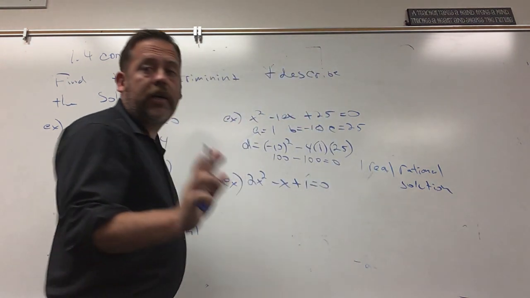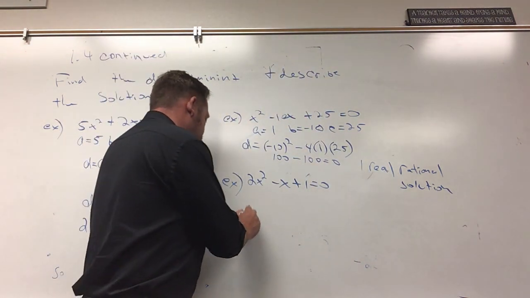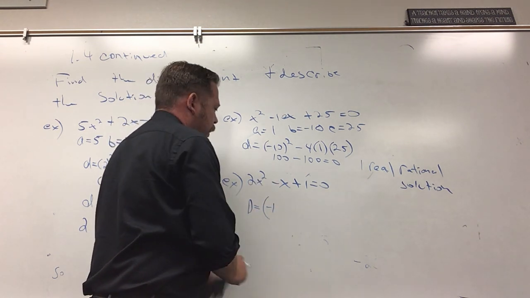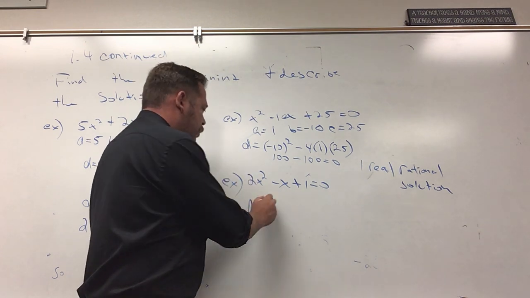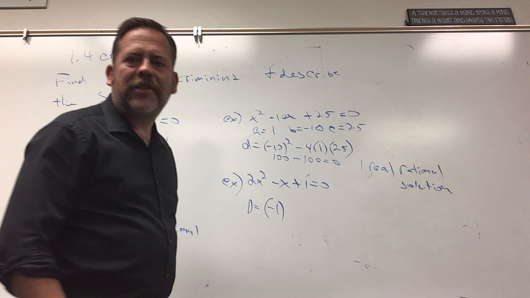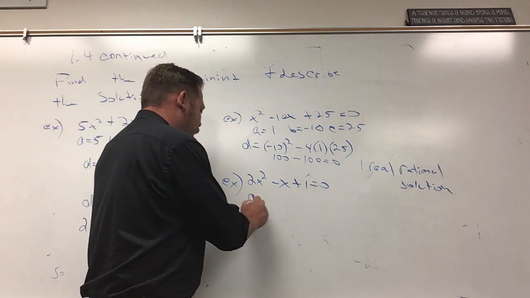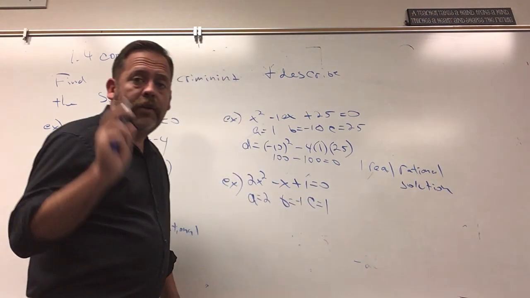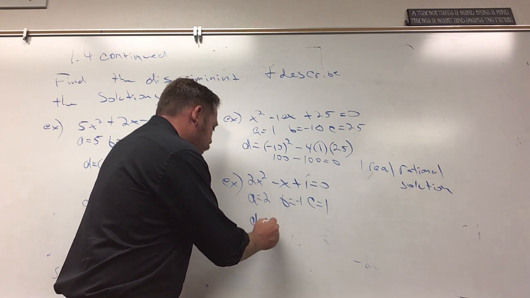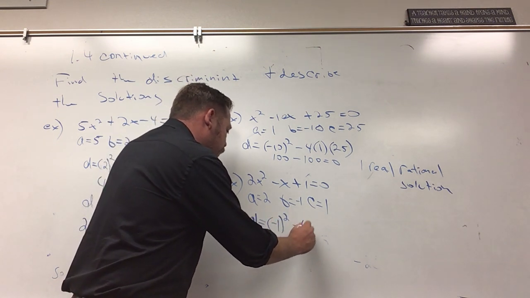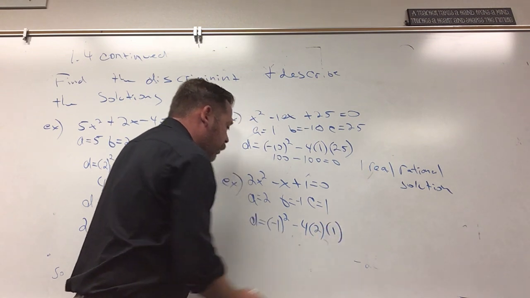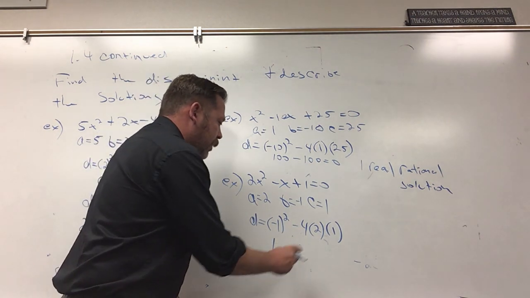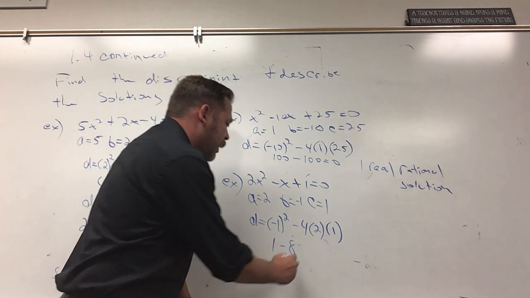All right, let's try this one. D equals -1, no, I'm sorry, B squared, so -1. I forgot to identify A, B, and C, guys, that's what threw me up. A equals 2, B equals -1, C equals 1. So the discriminant, D, equals -1 squared minus 4 times 2 times 1. And -1 squared is 1. And 4 times 2 times 1 is -8. So that's equal to -7.